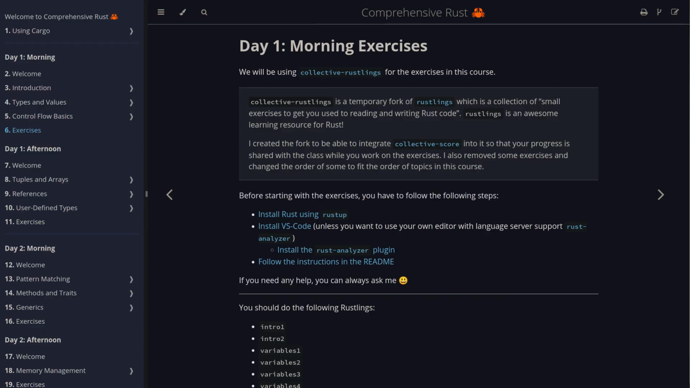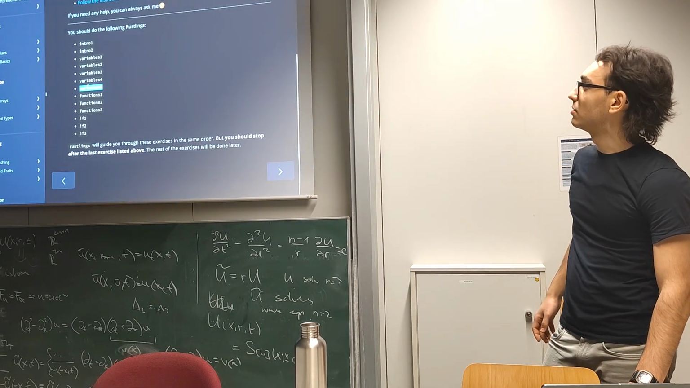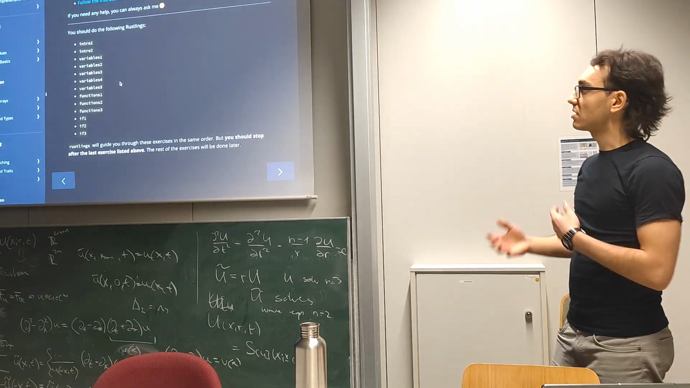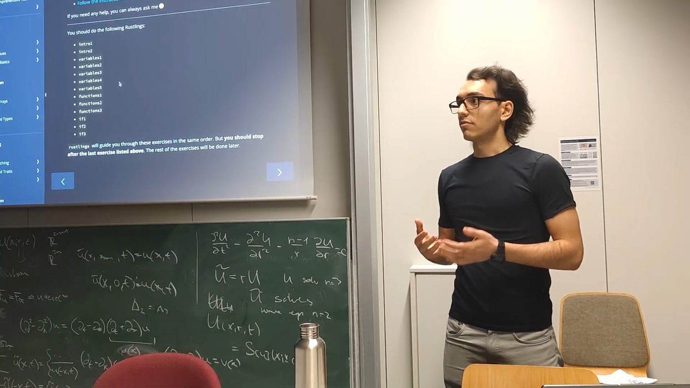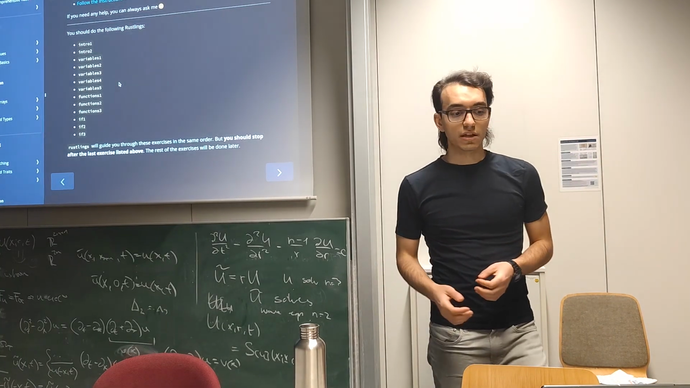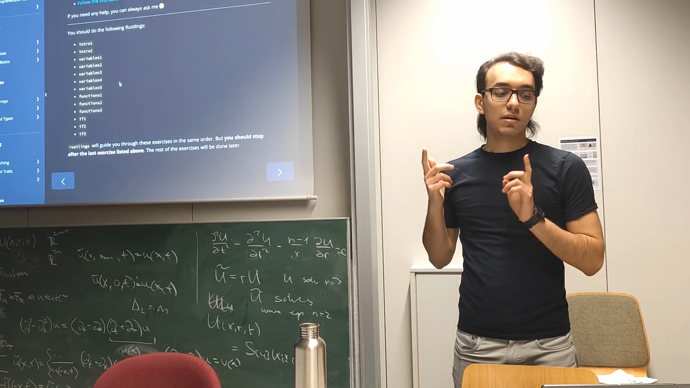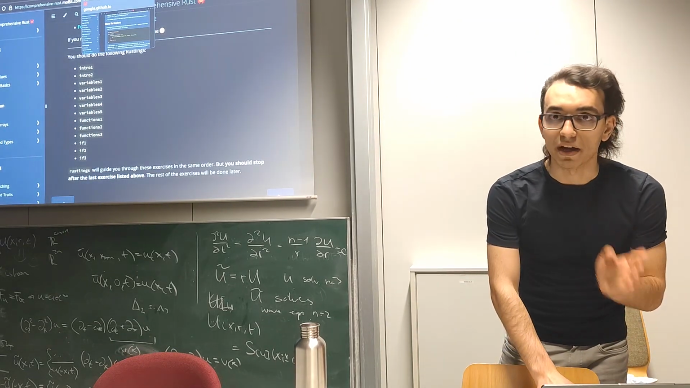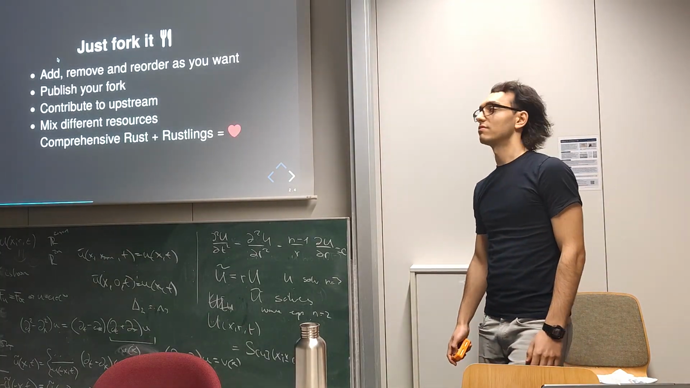So if we take a look at the exercises of the first day, then it will tell you to install Rustlings and then do all of these exercises. So that's what I would recommend to you if you are planning on teaching Rust for multiple days. Use Comprehensive Rust and combine it with Rustlings. Or if you don't want to combine it with Rustlings, fine. I mean, I'm biased. You can use the exercises that Comprehensive Rust offers as well.